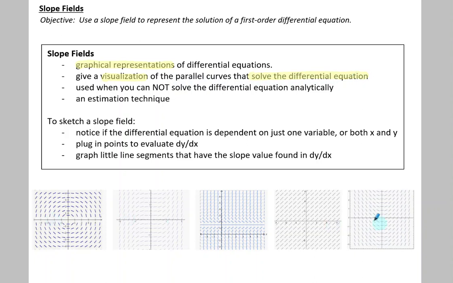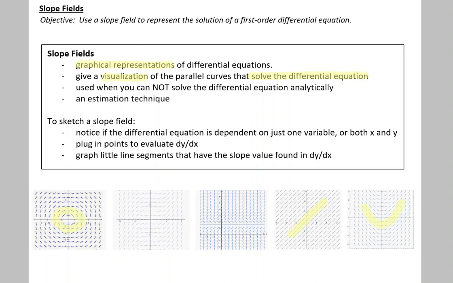Notice down here on my screen are a bunch of different slope fields. These are visualizations of the solutions to differential equations. So from these graphs, I can tell that the solution of the differential equation in this one would be circular, while in something like this it would be linear, and in something like this it would be quadratic.